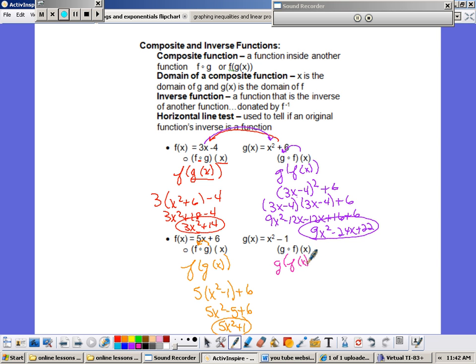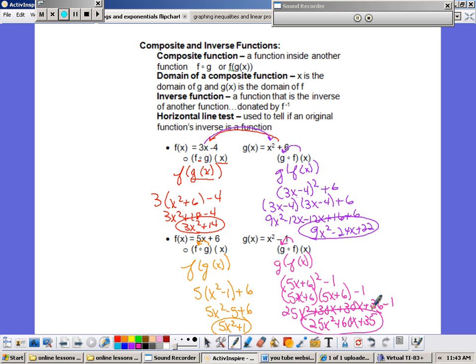g of f of x. Take f and put it into g. 5x plus 6 squared minus 1. That would be 5x plus 6 times 5x plus 6 minus 1. I have to FOIL. 25x, maybe I should put my x on there, huh? 25x squared plus 30x plus 30x plus 36 minus 1. 25x squared plus 60x plus 35.